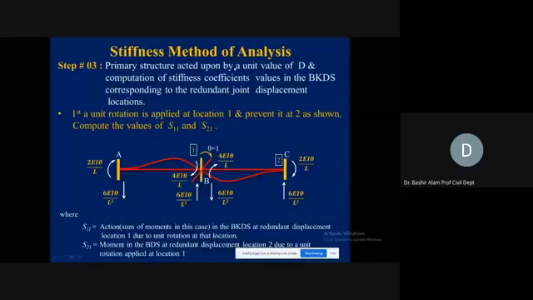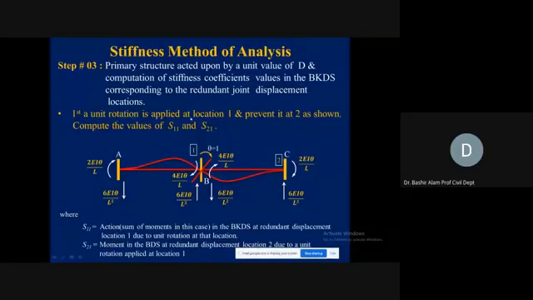Now, in step number 3, the primary structure is acted upon by a unit value of D, and we compute the stiffness coefficients in the basic kinematic determinate structure corresponding to the redundant joint displacement locations. Turn by turn, we will be applying the unit displacement. D1 was a rotation at B. So corresponding to that, we will be applying the unit displacement.